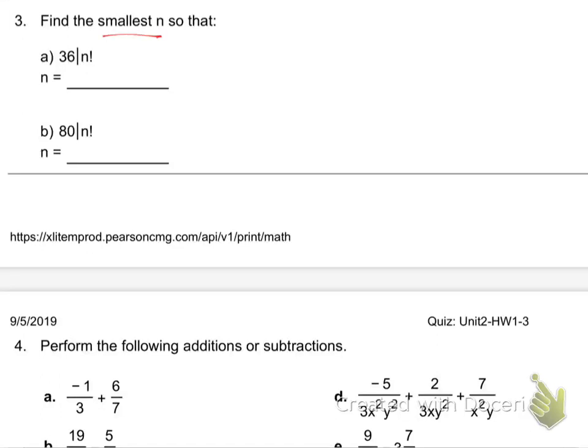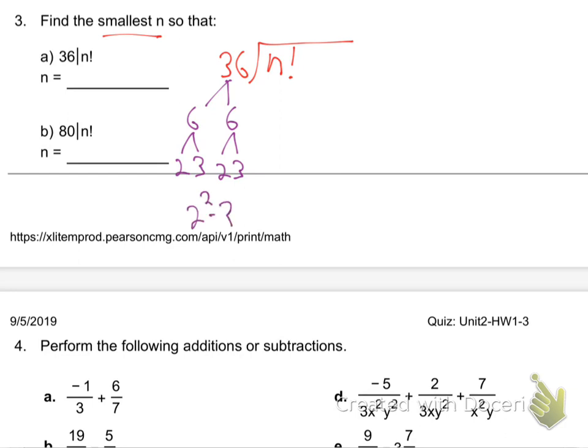Okay, so smallest n so that 36 divides evenly into n factorial. Well, let's break down the 36. What's in a 36? 6 times 6. 2 times 3, 2 times 3, so 2 2's and 2 3's. So then I'm just going to start trying numbers.